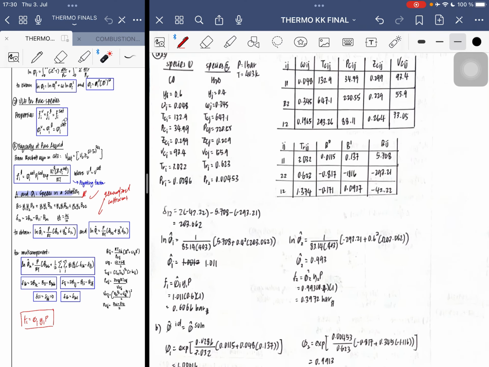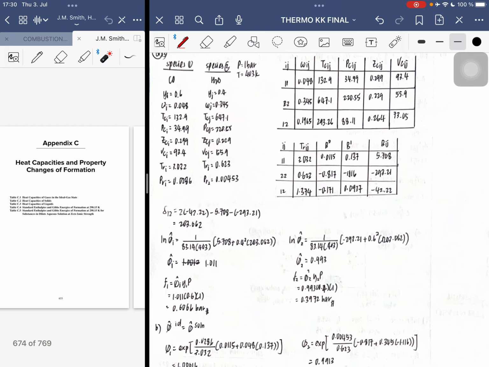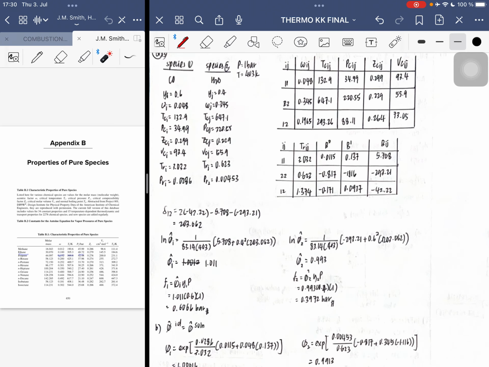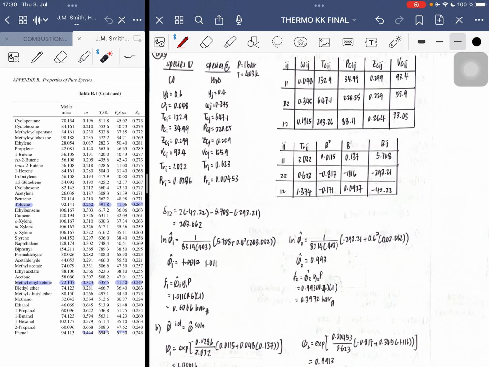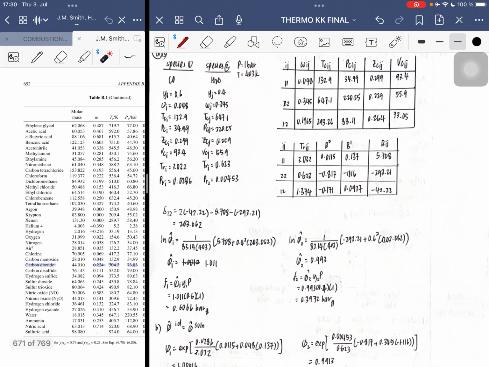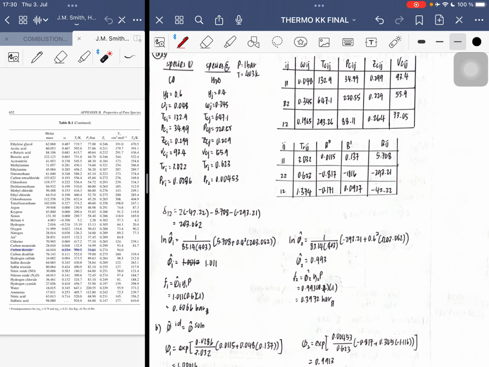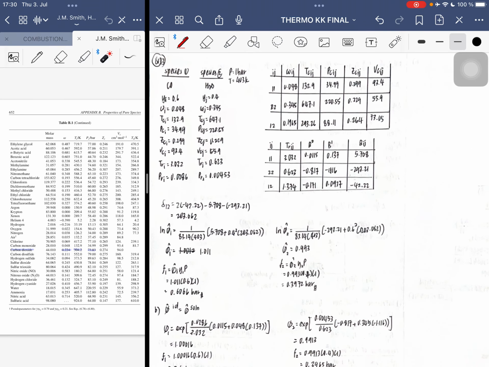So what I do is I tabulate all the data I have. You can find it from Appendix B for carbon monoxide. Just basically take out every piece of information here, here, here, and here, and list and tabulate them. And you also find the reduced temperature and pressure, and then this one.